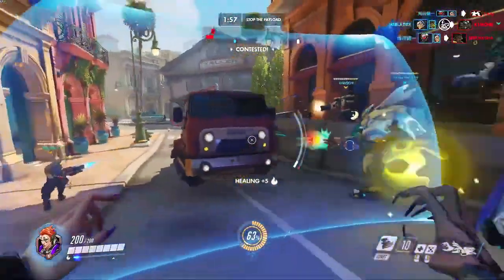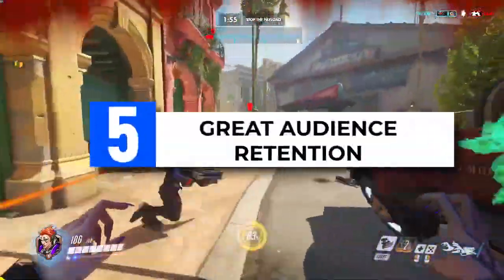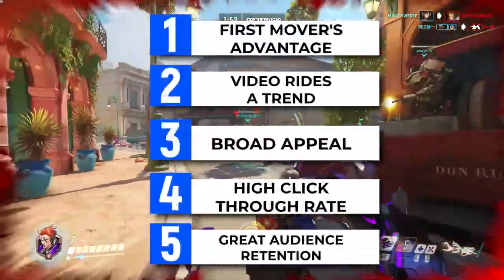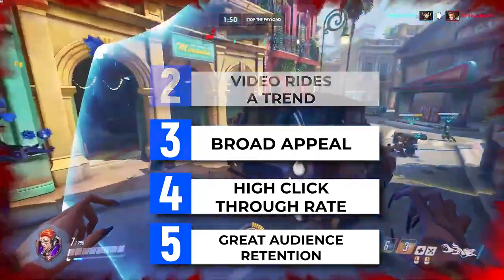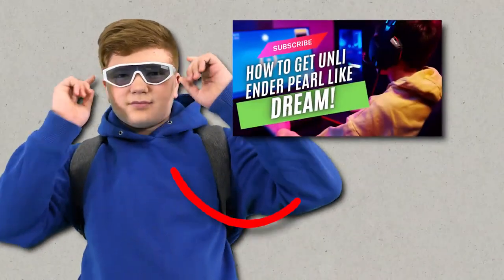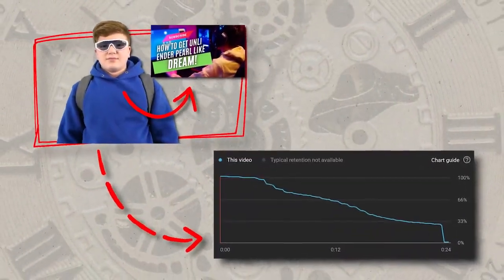And last but not least, your video also needs to have great audience retention. Hopefully by now you know how the YouTube algorithm works, but if you don't, a huge part of the algorithm focuses on whether or not your audience actually engages with your videos. And the main factor of engagement is whether or not they actually spent their time watching them.